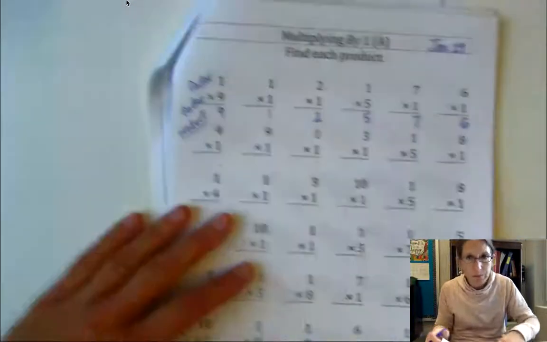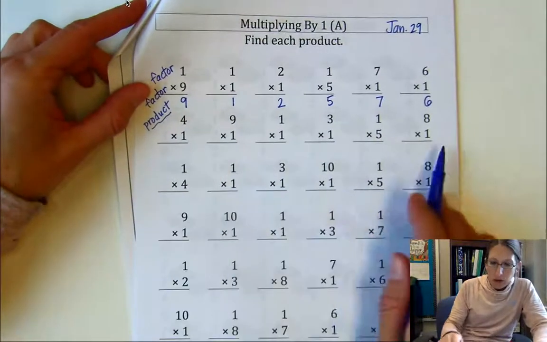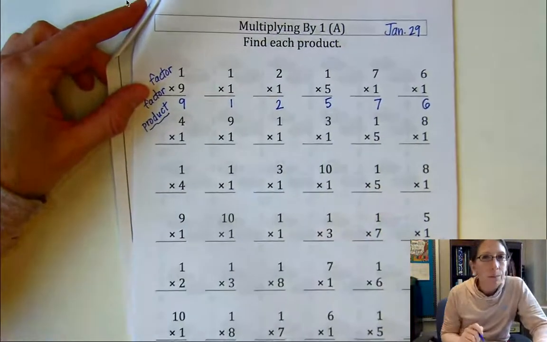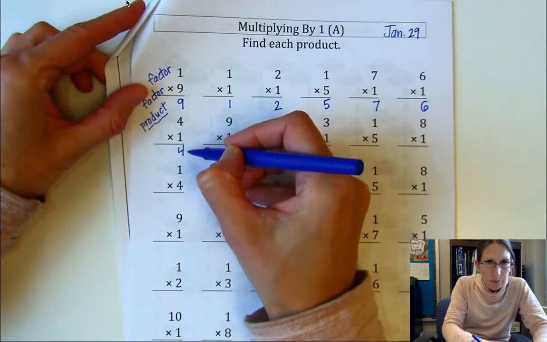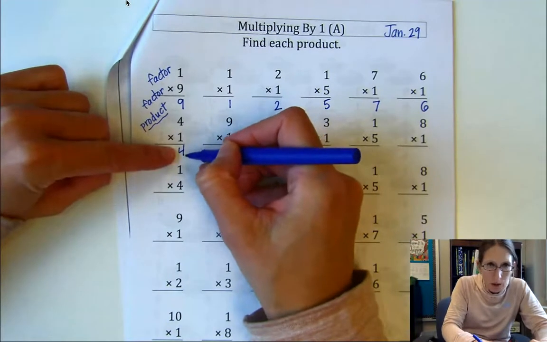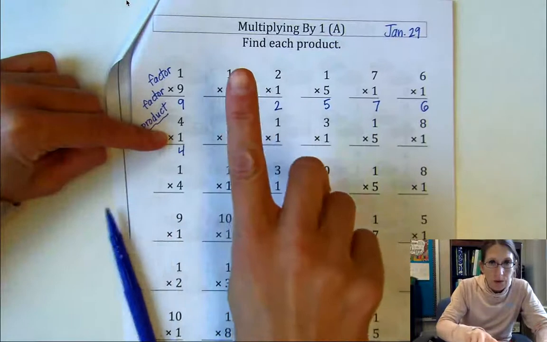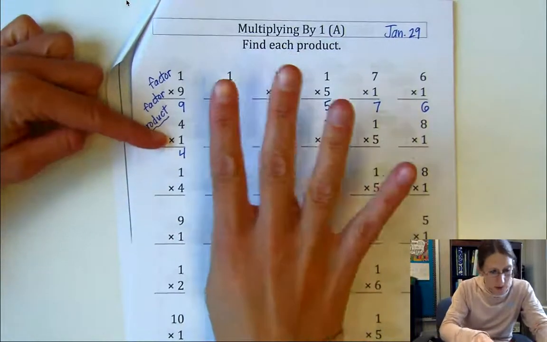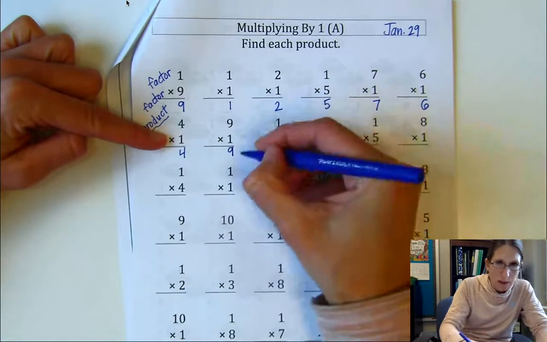Yep. All right, so again, before you go through and just write all the answers, think about why. Why is 4 times 1, 4? Well, if I have the number 4 one time, it's 4. But if I have the number 1 4 times, 1 plus 1 plus 1 plus 1, that's also 4. So any number times 1 is that number.